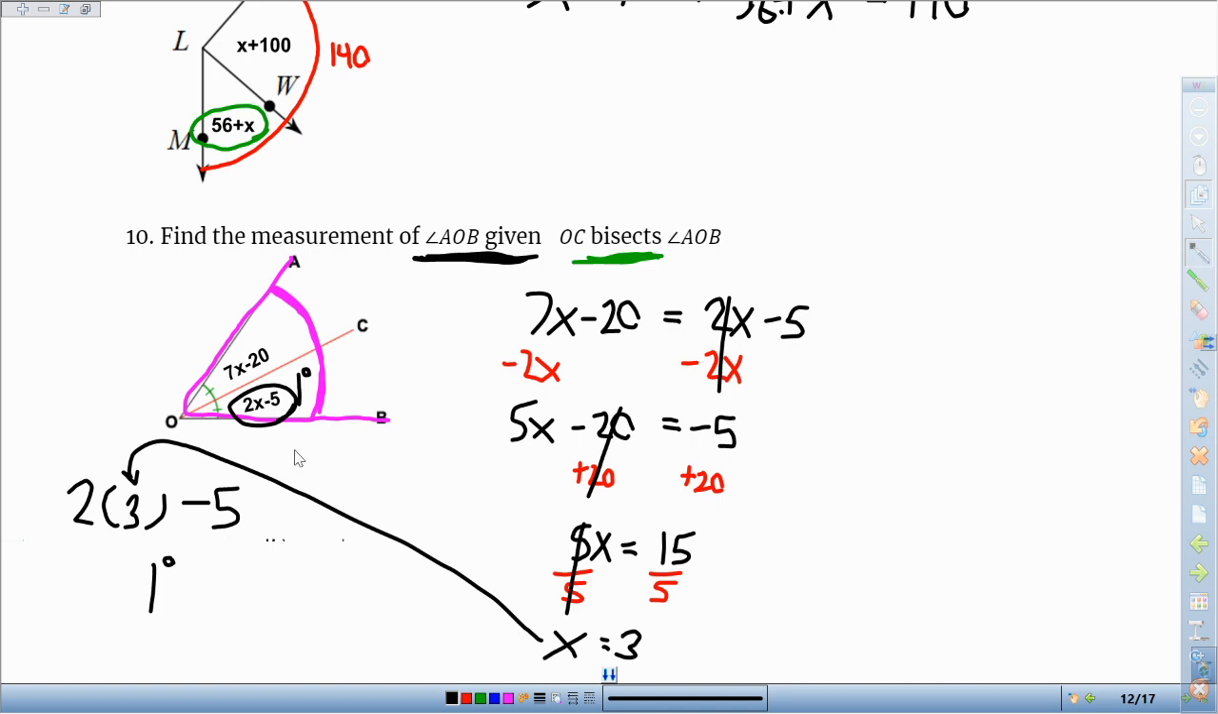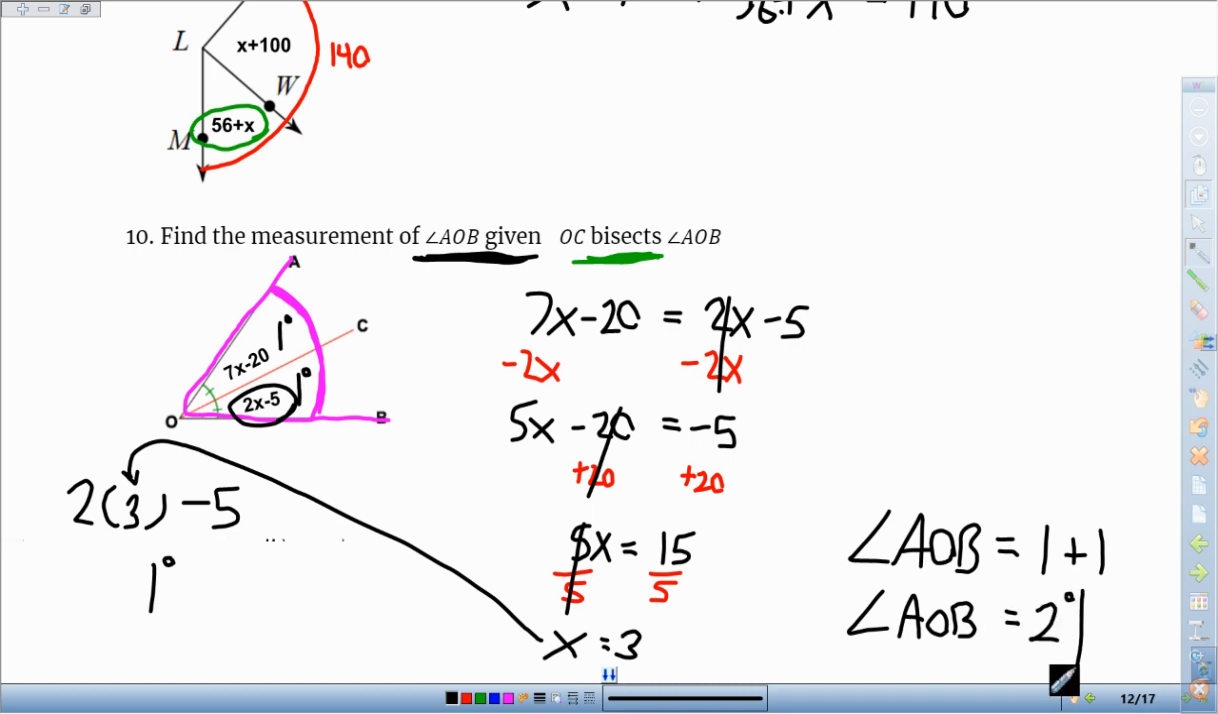Which is kind of like that. That's a little weird to me. I would maybe double check the math, but I think we're going to be fine. If we plug it in to the other one, 7 times 3 is 21, and 21 minus 20 is 1. So these are both 1 degree angles. And if we want the measure of the entire angle, we're going to add them together, and they're going to be 2 degrees. Again, a weird answer, but angle AOB equals 1 plus 1. AOB equals 2 degrees.